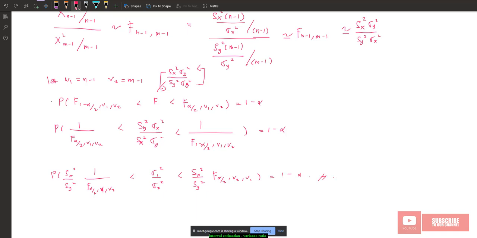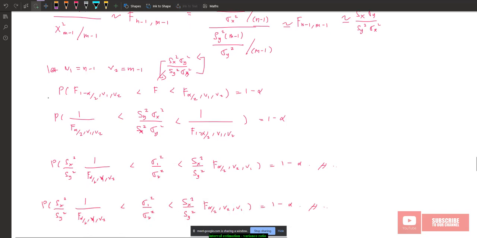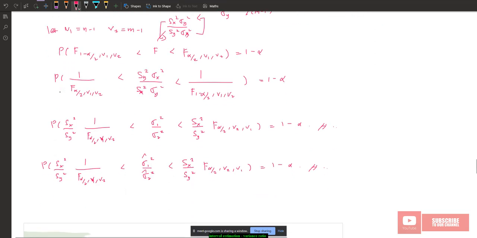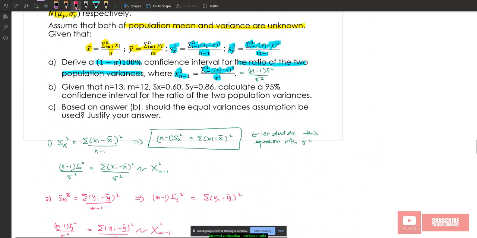So we already derived the equation. So this is the estimator. Right, you just copy this one. Let's say I copy this one. Right, so it became, this is the estimator. Okay, that one is for question A. We just derived the equation of confidence interval for the ratio of two population variances. Right. Now look at B.